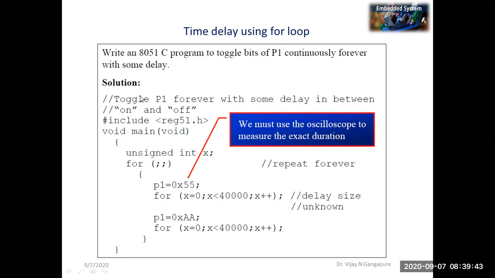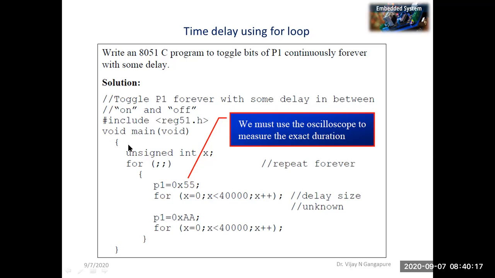In the C programming language, actually we use slash star and star slash, and whatever text we write in between will be considered as a comment by the C compiler. So this double slash we can also use for a comment. Whatever text comes after this double slash will be considered as a comment. So the first two lines are comments. What is written? Toggle port 1 forever with some delay in between on and off.